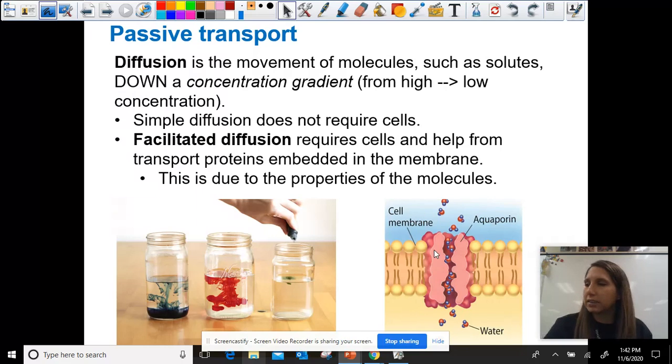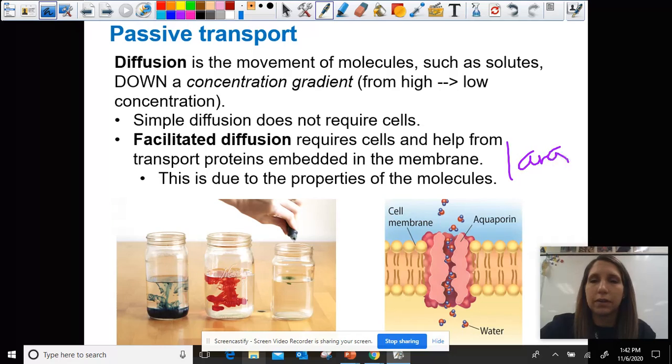This example on the right is actually something called facilitated diffusion, which is another form. And facilitated diffusion, by definition, requires the use of cells, cell membranes, and then transport proteins in the membranes. And the reason why we need transport proteins here is because the molecules that are trying to cross the membrane have those properties that kind of contradict with what we see in the membrane. So what I mean by that is they may be large molecules, they may be polar molecules, they may be charged molecules, and they may be hydrophilic.